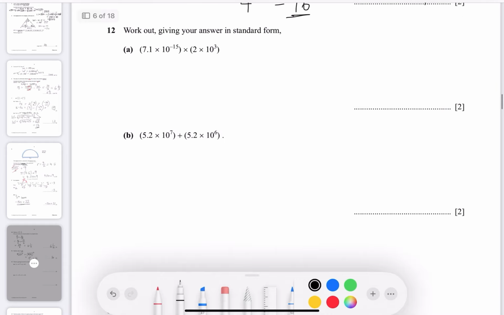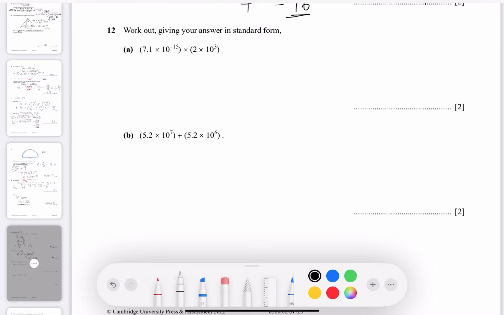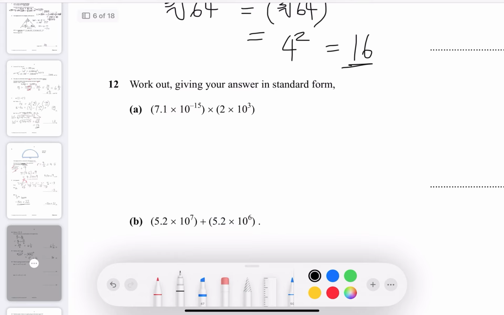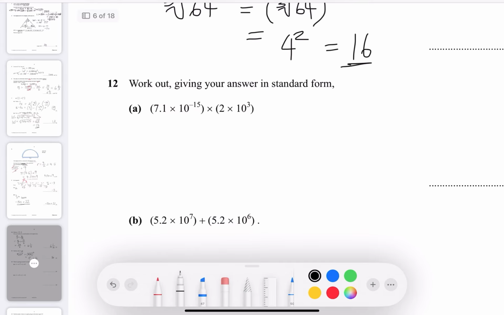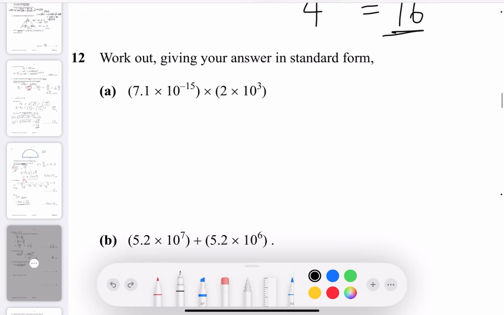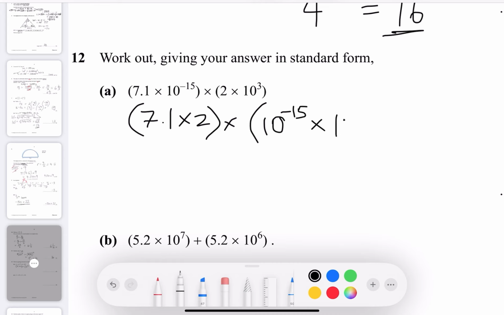Okay, now we're on to some standard form questions. We want to work out the value of 7.1 multiplied by, we want to work out the value of these. So the way we do this is just do 7.1 multiplied by 2, multiplied by 10 to the power of 15 times 10 to the power of 3. Notice the overall expression hasn't changed. We're just moving the terms around to make it easier to work with.